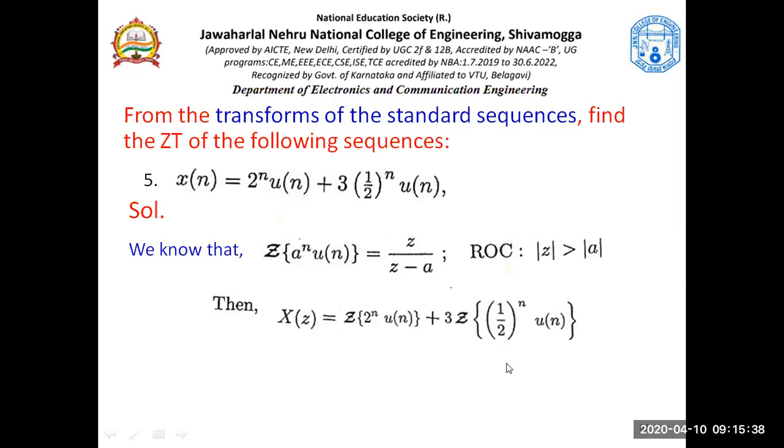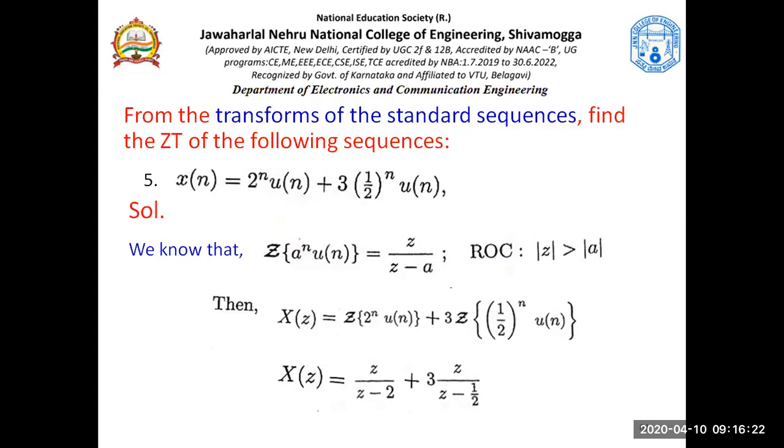Now, because of this result, this can be written as Z by Z minus 2 and this can be written as Z by Z minus half. Once we have got the Z transform, we need to also be aware of the ROC here. What is ROC telling? ROC very clearly says that for this transform, it is magnitude Z greater than magnitude a. Here it should be magnitude Z greater than 2 and here it should be magnitude Z greater than half. Now there are two ROCs. One says it is greater than 2, another one says it is greater than half.